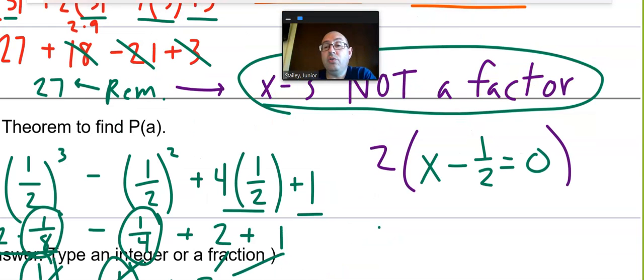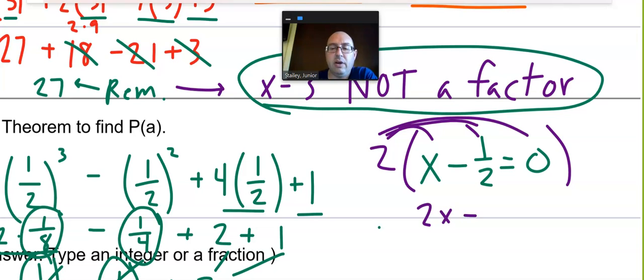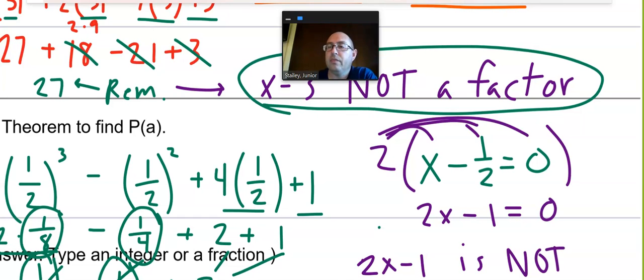Hold on. I know you'd be tempted to say that x minus 1/2 is the factor that goes with 1/2. But in a lot of cases, we don't deal with fractions like that. Now, it's true that 1/2 would be the 0 that comes from x minus 1/2. But a lot of times we multiply by 2 to get integers, and so what we would end up getting is 2x minus 1 equals 0. So we could say in this case, because we got a remainder of 3, that 2x minus 1 is not a factor.